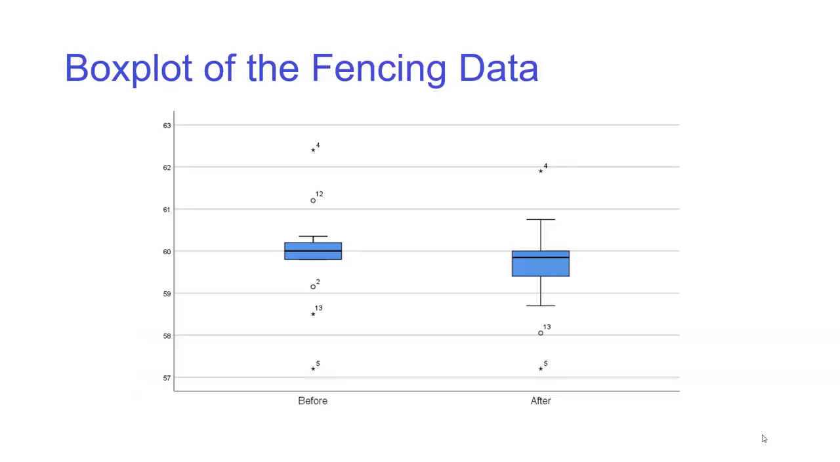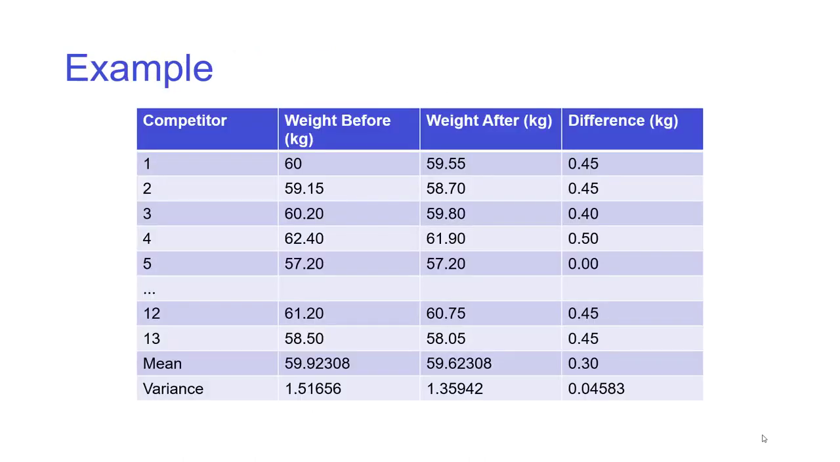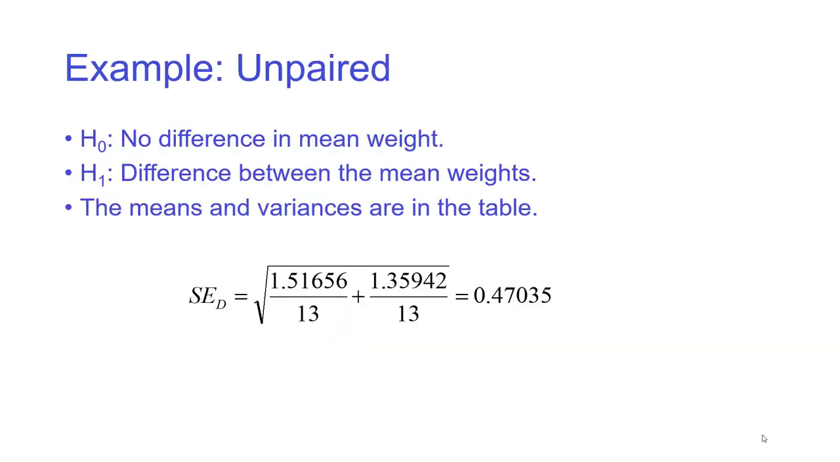Looking at the box plot, the two overlap. There's no particular sign of any statistical difference. So let's do the unpaired t-test. Null hypothesis: there's no difference in mean weight. Alternative hypothesis: there is a difference between mean weights. The means and variances are in the table, so we can put those into the t-test formula.